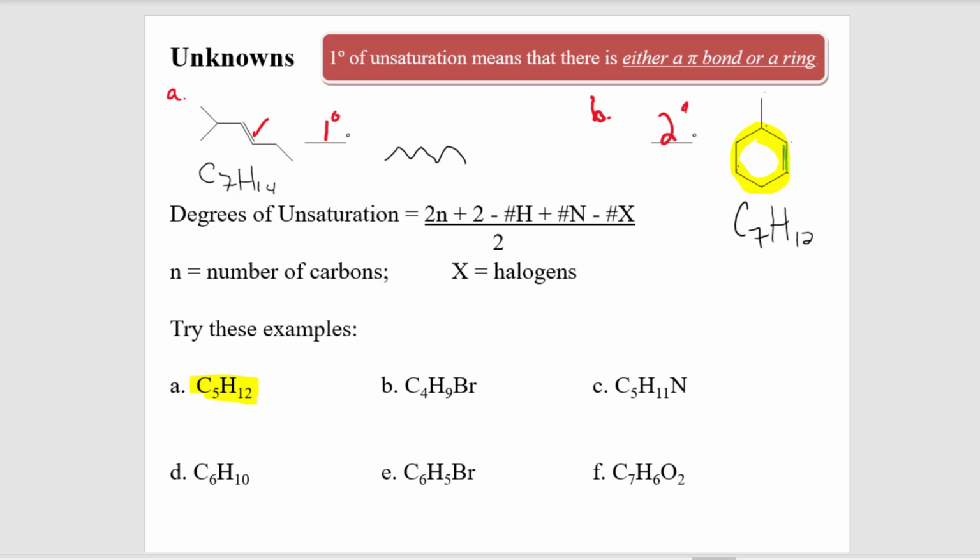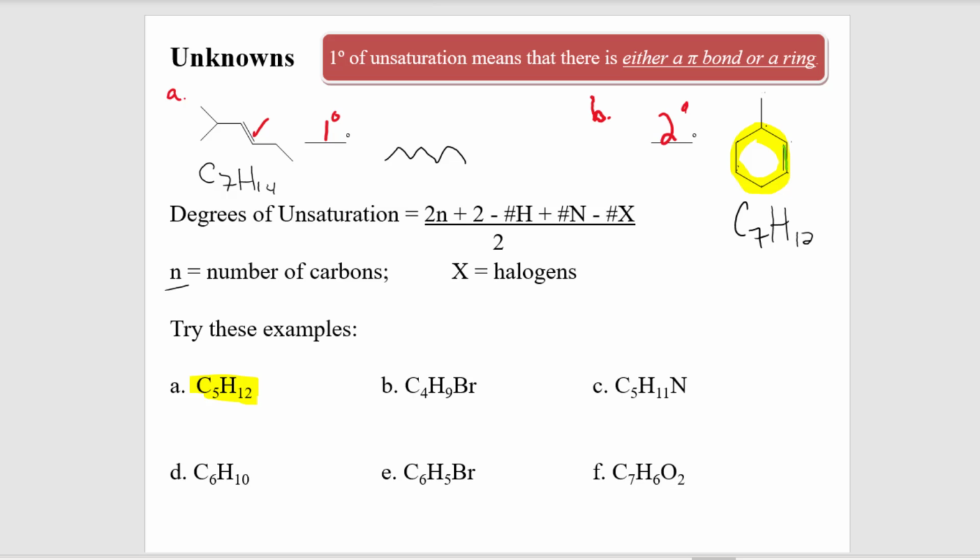So what you do is you use this formula. 2 times the number of carbons, N, plus 2, minus the number of hydrogens, plus any nitrogens present, minus any halogens present, like chlorine or bromine. And then you divide it by 2.